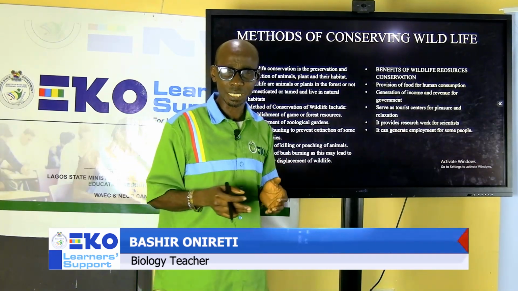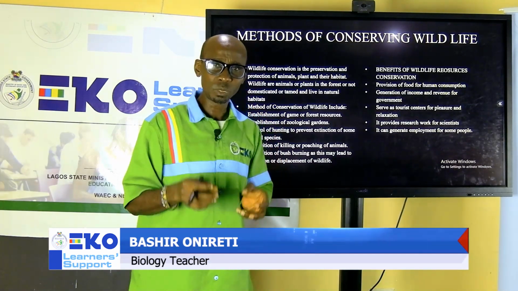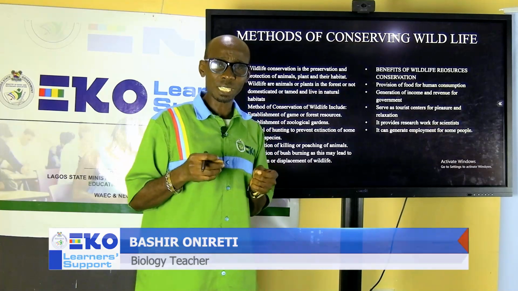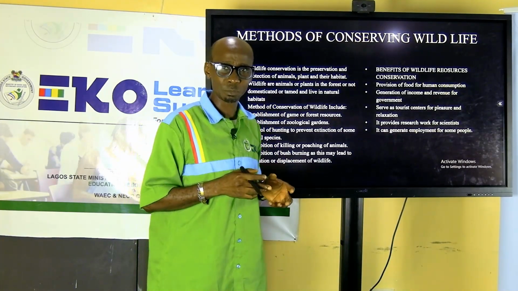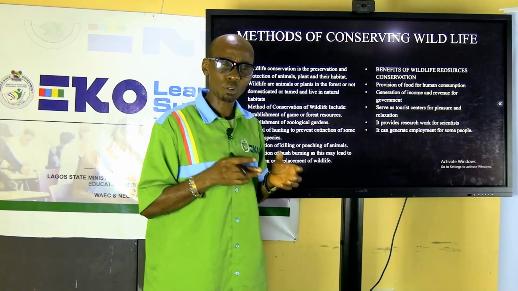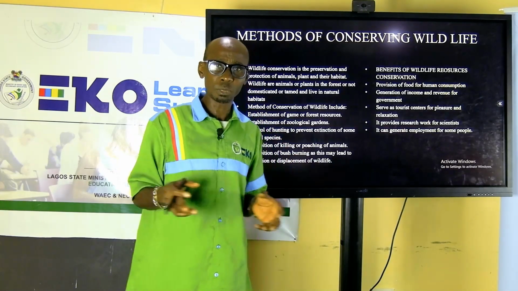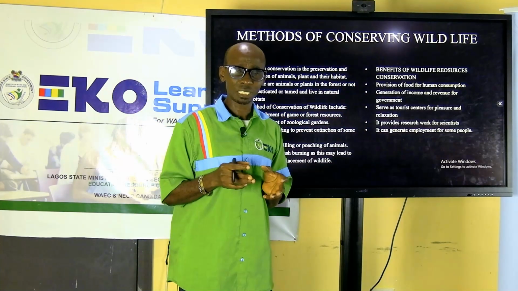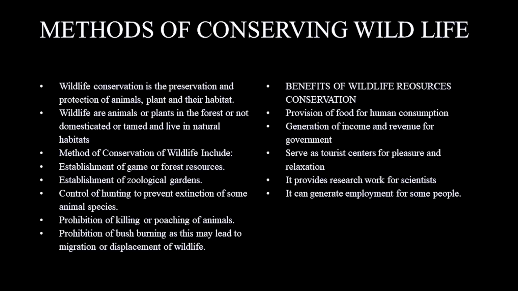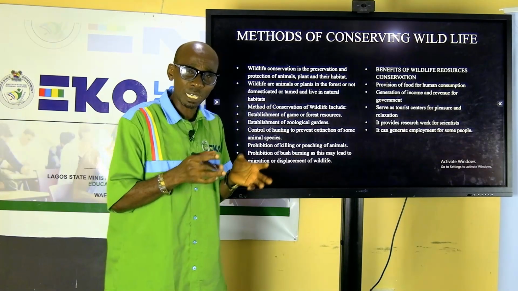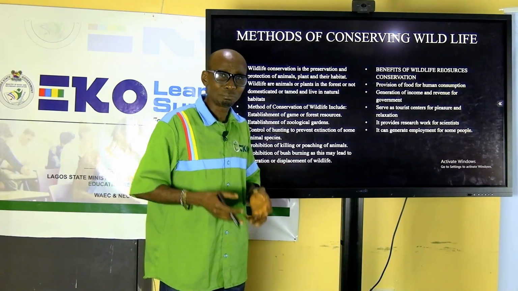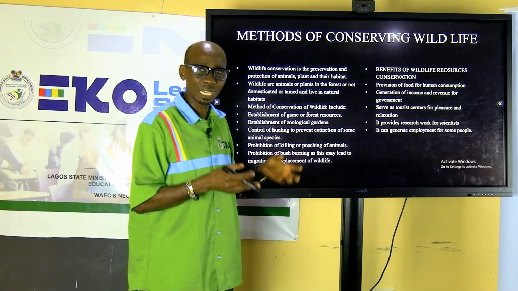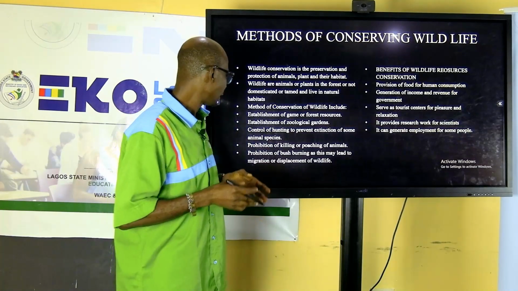Examples are Yankari Game Reserve, Gashaka Gumti Game Reserve, and Okomu Forest Reserve in Edo. All national parks are controlled by the federal government, and reserves are controlled by the states. Then we have establishment of zoological gardens. Here at the back of our house, we can have a small garden. The zoological garden is where we nurture or breed these animals in their natural state.